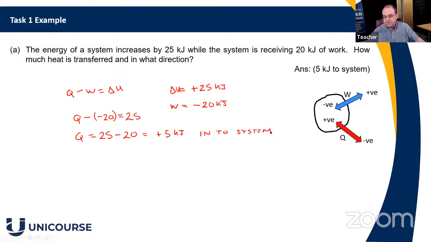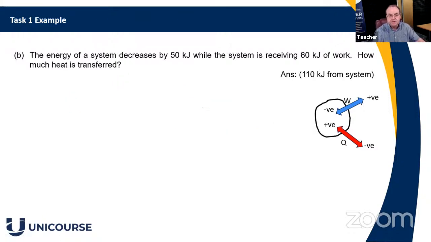Okay, so that will do for that question. Let's move on to the next question. Part B, very similar. The energy of a system decreases by 50 kilojoules, whilst the system is receiving 60 kilojoules of work. How much heat is transferred? Again, draw your system boundary, indicate the work transfer and the heat transfer, and put the sign convention on. Remember, work out is positive, so everything else is opposite to that. It reminds you of the sign convention. And we'll start off with our non-flow energy equation. Q minus W is equal to delta U.